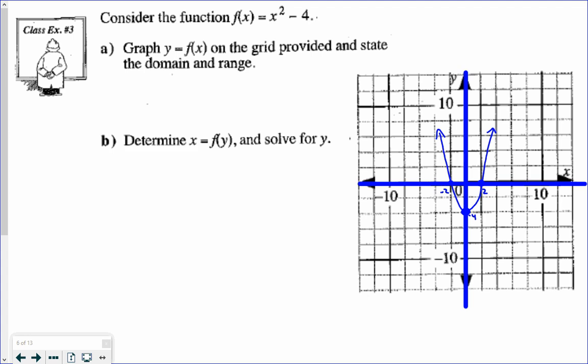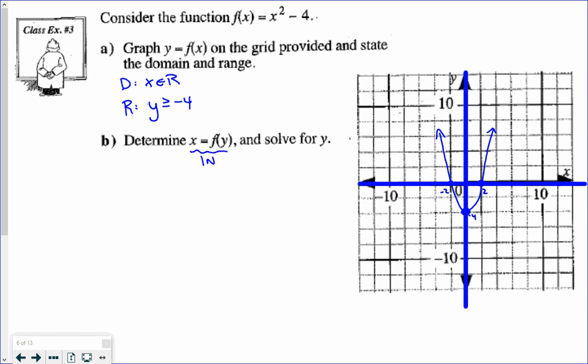So graph that on the grid and state the domain and range. Because it's going to continue getting wider forever, the domain is x is all the reals. For the range, the bottom is at -4, but it has no top, so it's all the y's bigger than -4.